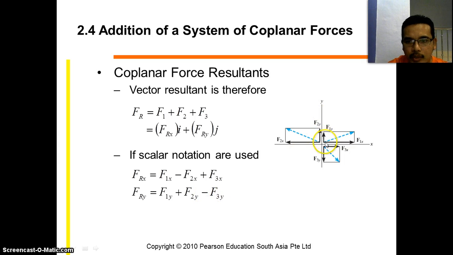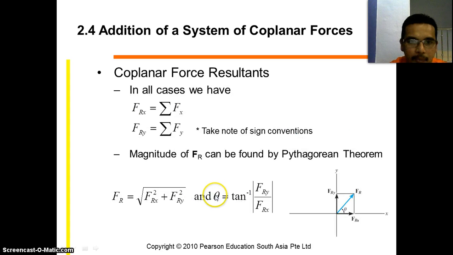We can notice that F2x is negative and F3y is negative, because we are resolving the force with respect to the x and y axes. So x is positive in this direction, y is positive in this direction, but F2x is in the opposite direction. This one is the negative x axis, and F3y is along the negative y axis. So that's why we have negative F2x and negative F3y.